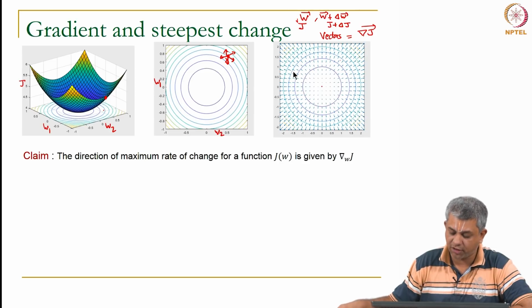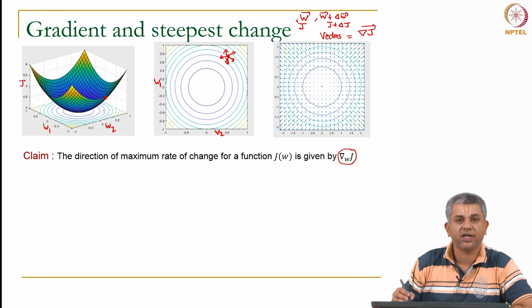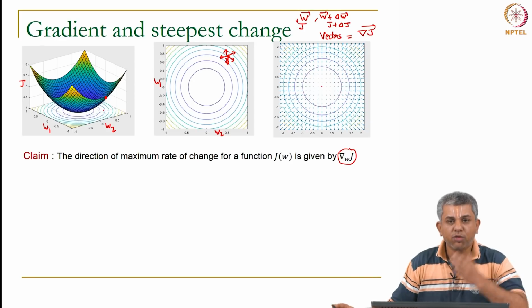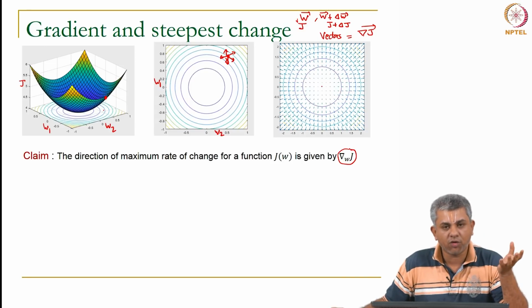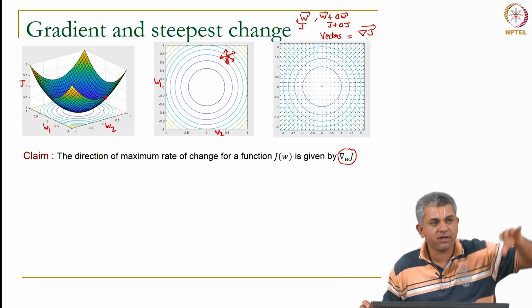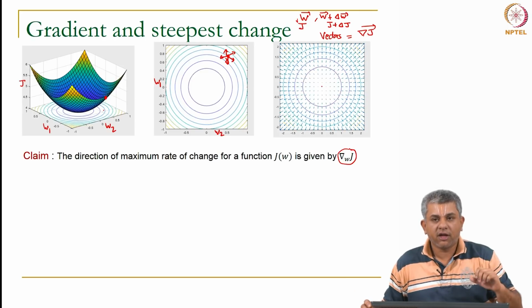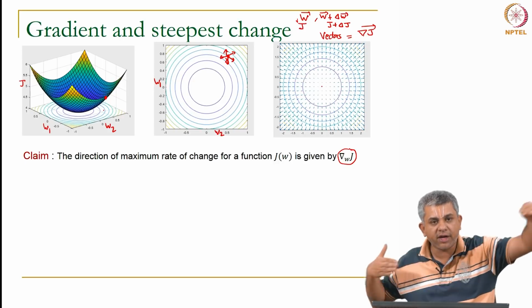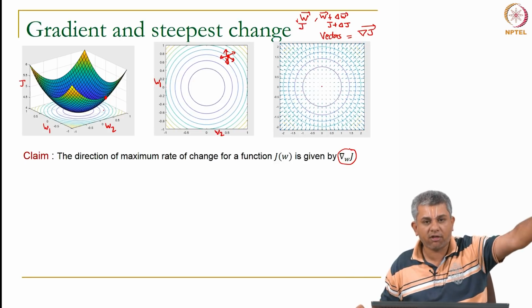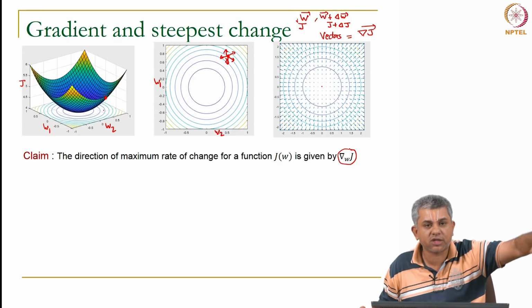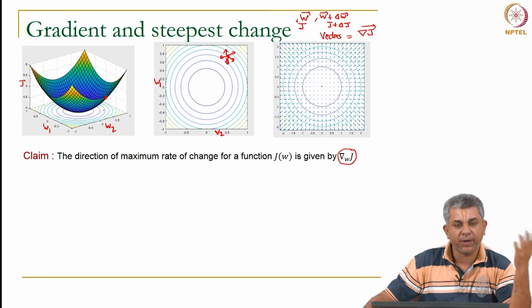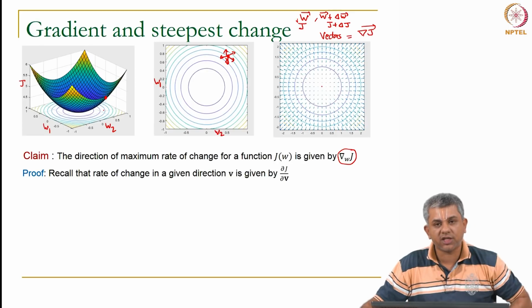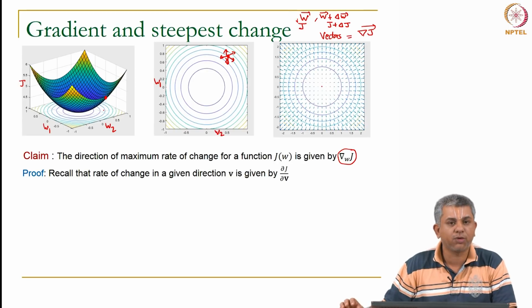So, the claim of the steepest descent theorem in some sense is that the direction of maximum rate of change for a function j of w is given by grad j. So, if you take a unit vector in that direction and you move in that direction, that is the direction in which j will change the maximum. Just to give you an example, if you are in a room and there is a heater at one end and there is an air conditioner at another end, if you join the heater to the air conditioner in one straight line, that is where your temperature will change the most rapidly. In all other directions the temperature will change, but at a slightly different speed. The direction in which this change is maximum turns out to be the gradient. Let us prove that very shortly.